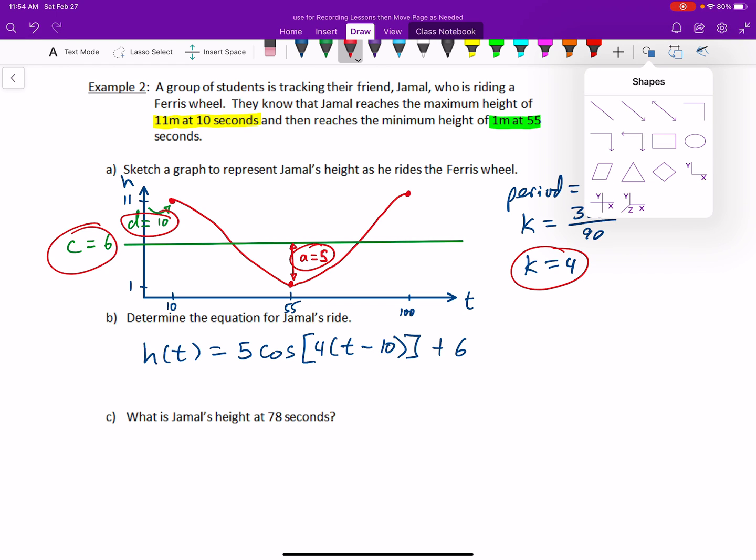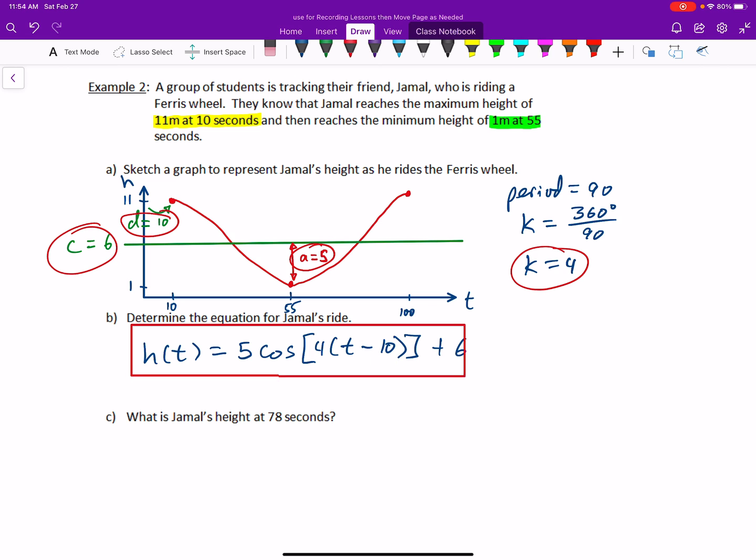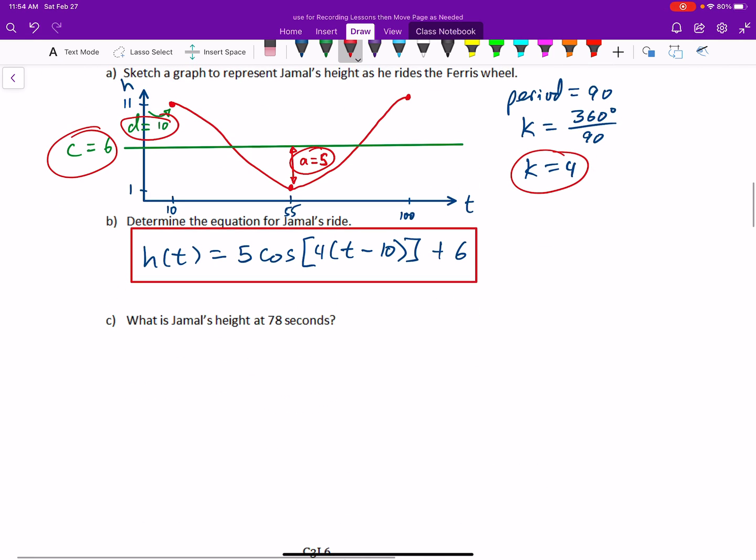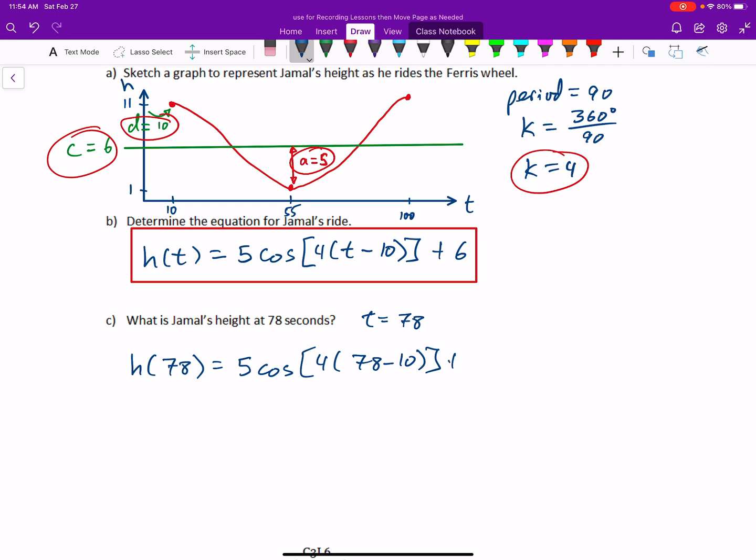And you just have to get those 4 points. And once you've got them, then you start plugging things in. So what was Jamal's height at 78 seconds? Well, that's my t value, isn't it? t equals 78. So h of 78 equals 5 times the cos of 4 times 78 minus 10, plus 6. And again, my calculator can take care of order of operations for me.